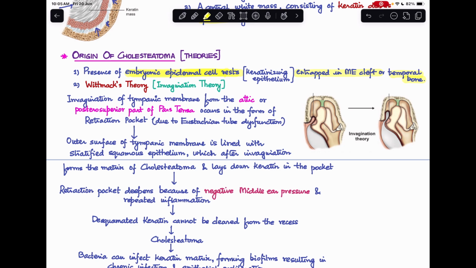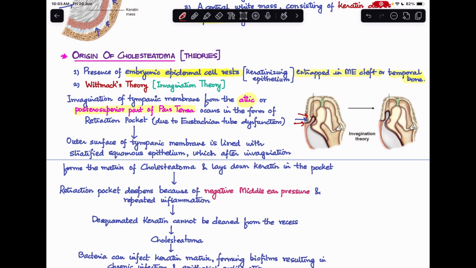The first one is Wittmack's theory, also known as the invagination theory. Here, there is an invagination of the tympanic membrane from either the attic or the posterior superior part of pars tensa, and this occurs in the form of a retraction pocket. In the image over here, you can see this forming a retraction pocket. And why does this begin? This begins because of any kind of eustachian tube dysfunction.